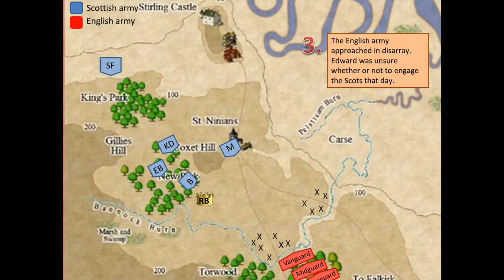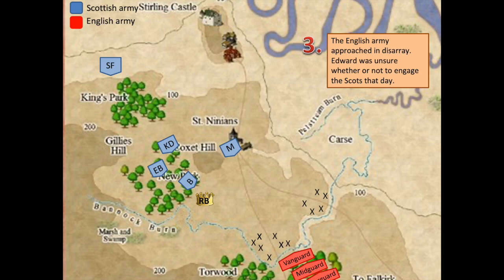Now, the English army approached in disarray. This is a fast march, and his soldiers would have been knackered after a day's marching. Edward was unsure whether or not to engage the Scots that day. The medieval armies, as a general rule, do not fight later on in the day if they encounter each other, say in the afternoon or a bit later on into the evening. The reason for that is that it risks the battle spilling on into nightfall. Under the cover of darkness, medieval soldiers could not see who's who, and you risk the disaster of your own soldiers killing your own men.